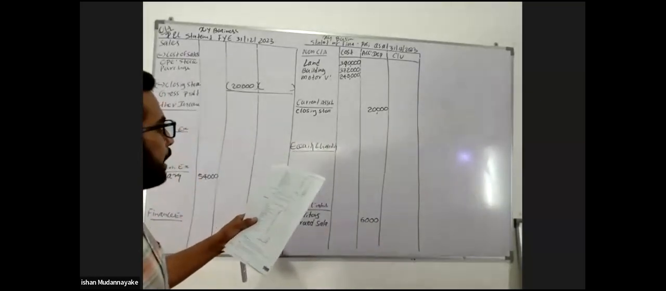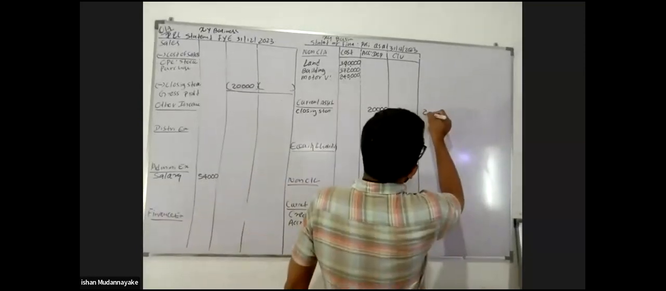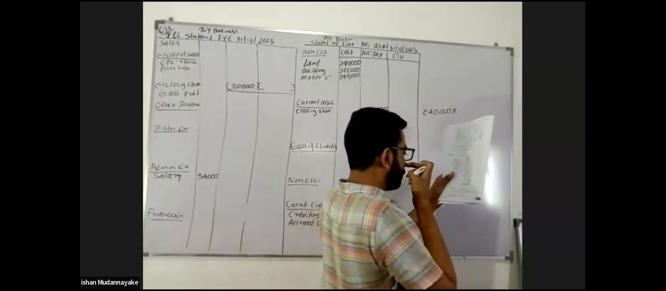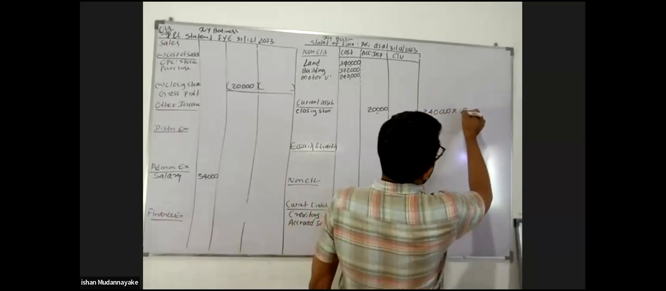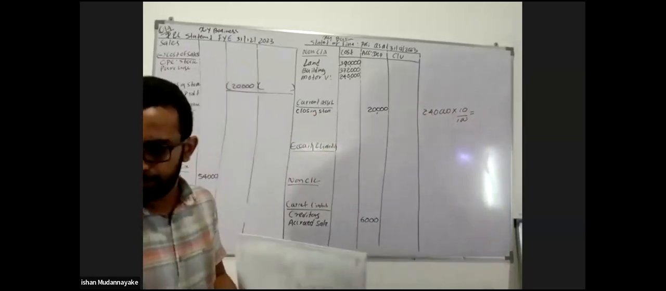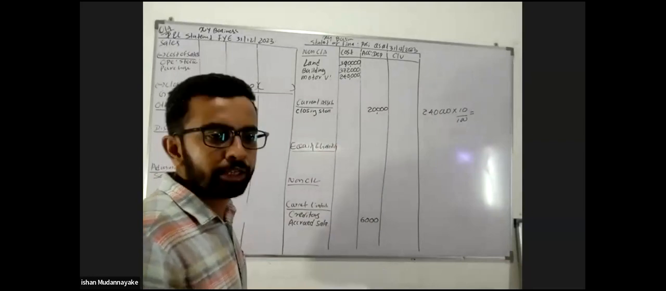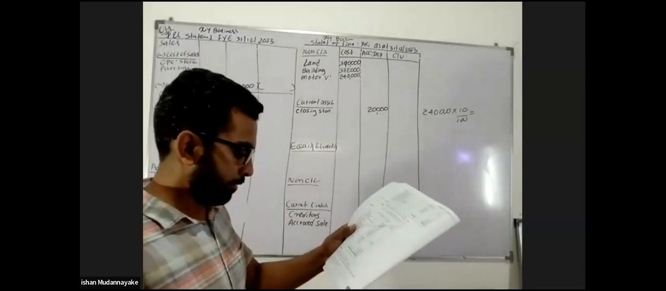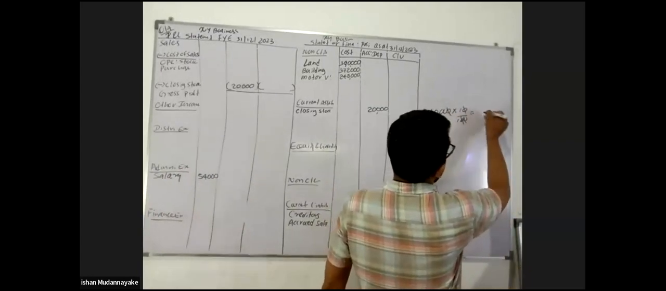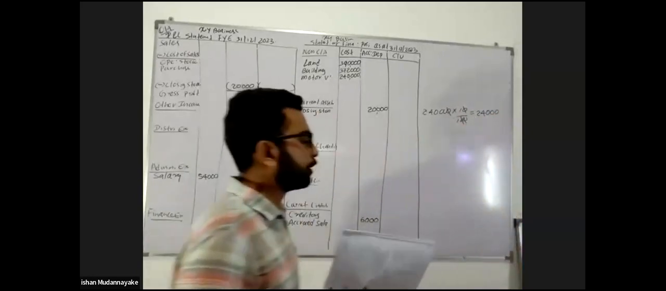Then depreciation of motor vehicle 10%. Motor vehicle 240,000. Then 240,000 into 10%. How much is the motor vehicle depreciation? 240,000 into 10% is 24,000. Motor vehicle depreciation 24,000. Right. Then what is the double entry of this 24,000?